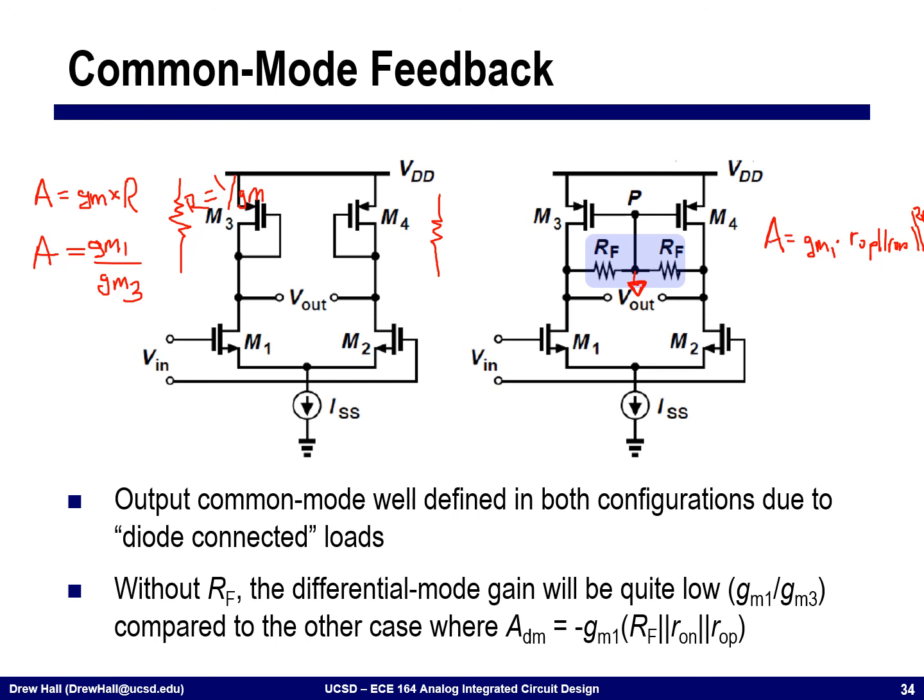However, for the common mode, we have no current that's going to cross over this boundary. And so the common mode gain looks exactly like this structure over here. This is a nice way of decoupling the common mode and the differential mode gain without having to have the low impedance like we did here.